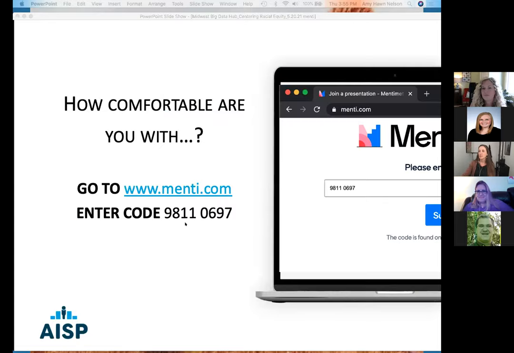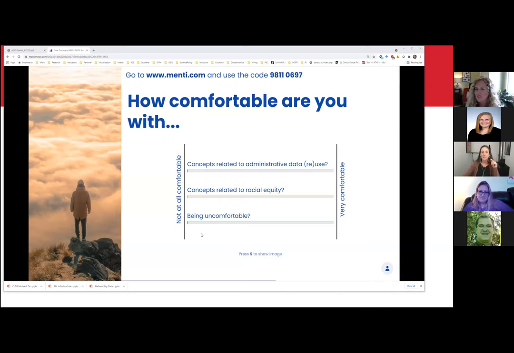All right, I'm going to turn it over to Cass now to do our first Mentimeter. We have a couple of these, so pardon the transition, but it'll be fine. It is going to be really fun. In chat, I put the code. You go to www.menti.com, and then you put in code 98110697. Now, I recognize most of your faces from this morning, so I know you've done this before. Keep doing it. This is fun, and it's also anonymous.